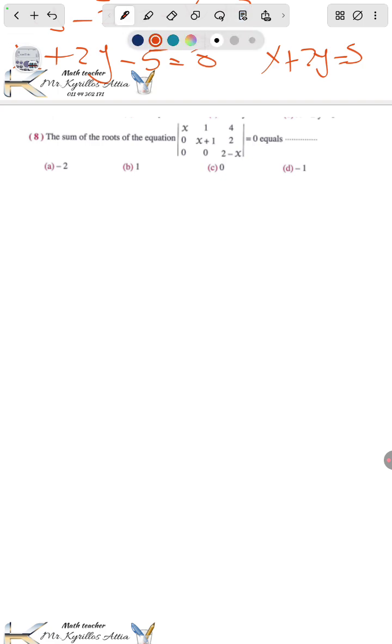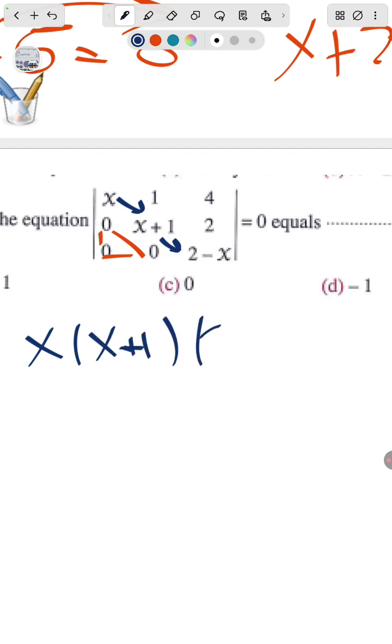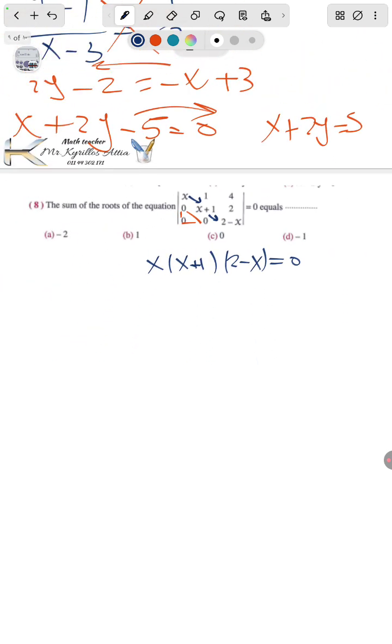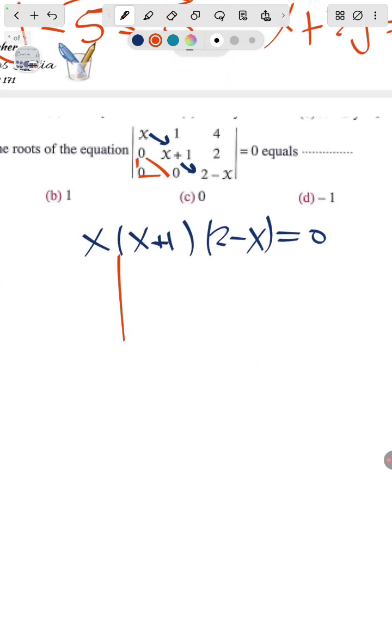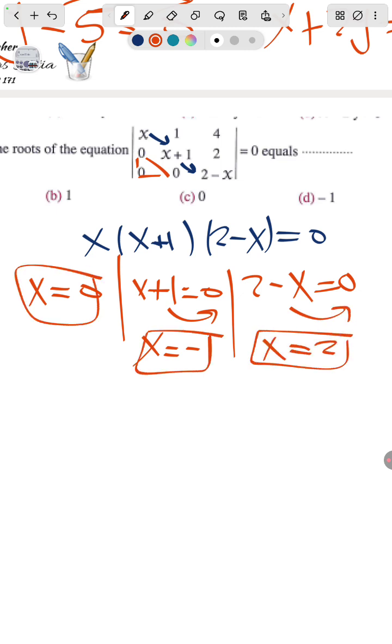The sum of roots of the equation. Firstly, I have 3 zeros, so the solution set will be x times x plus 1 times 2 minus x, all equal to 0. Here x equals 0, or here x plus 1 equals 0, or here 2 minus x equals 0. We can move 1 to the other side, so x equals negative 1, and here x equals 2. You need the sum of roots. Sum of roots is 0 plus negative 1 plus 2, which equals 1.